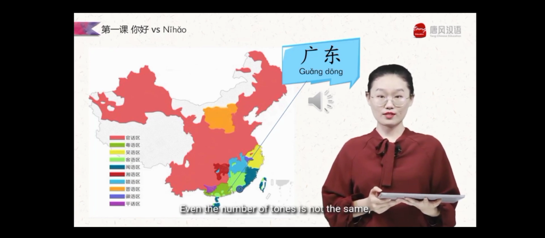Do these dialects sound very different? Even the number of tones is not the same. Some of them are 4, some are 5, while some are even more than 10. Under this, can the Chinese understand each other's dialect?